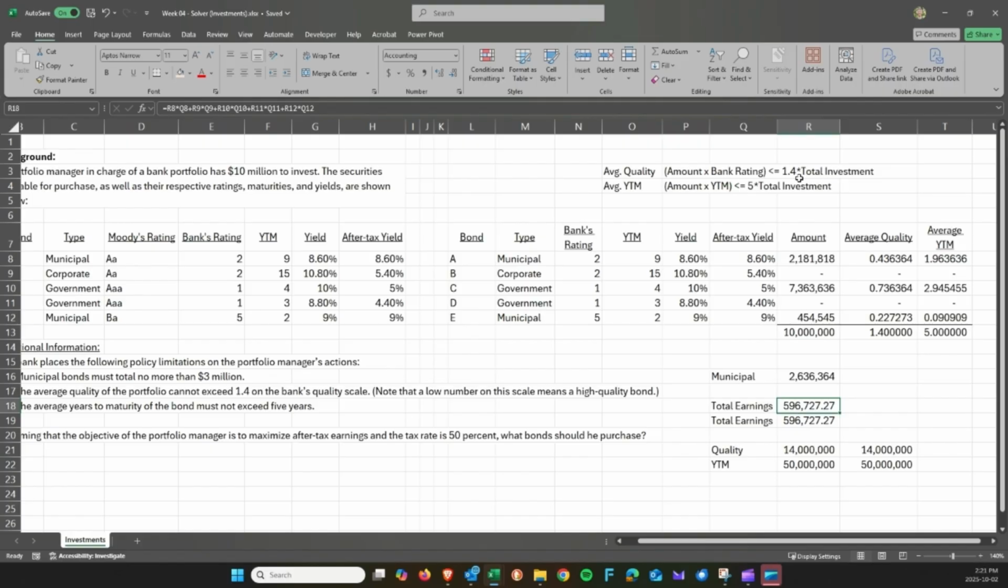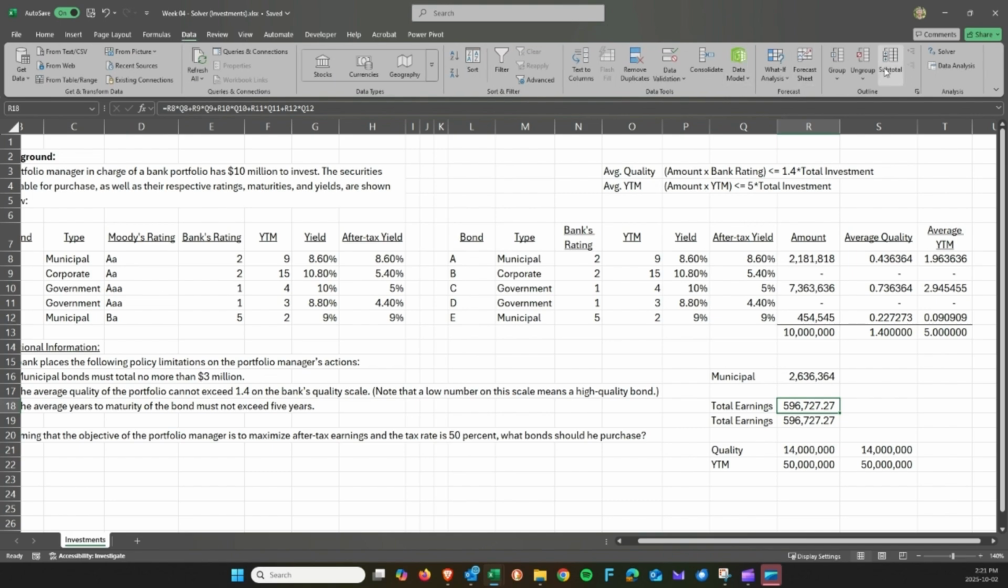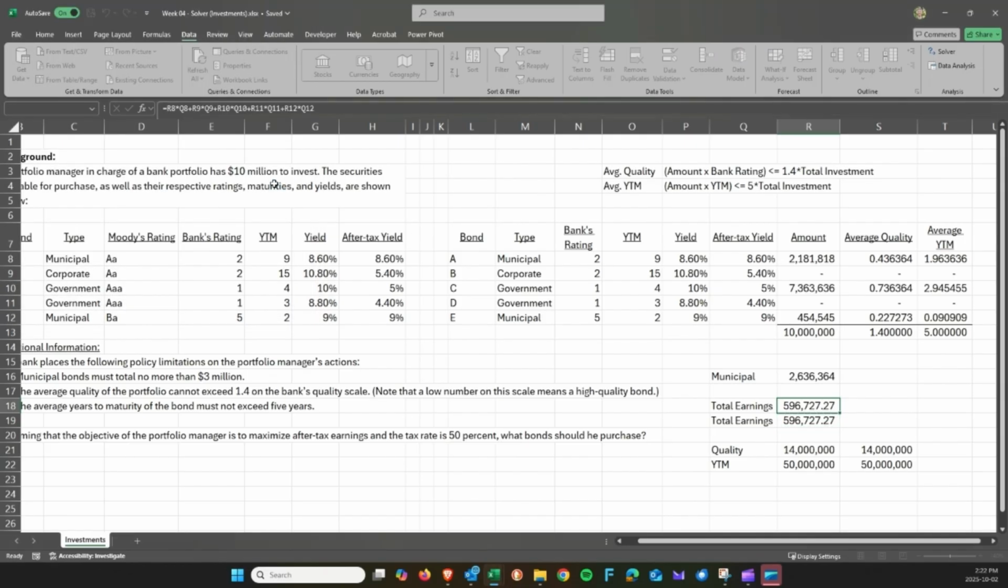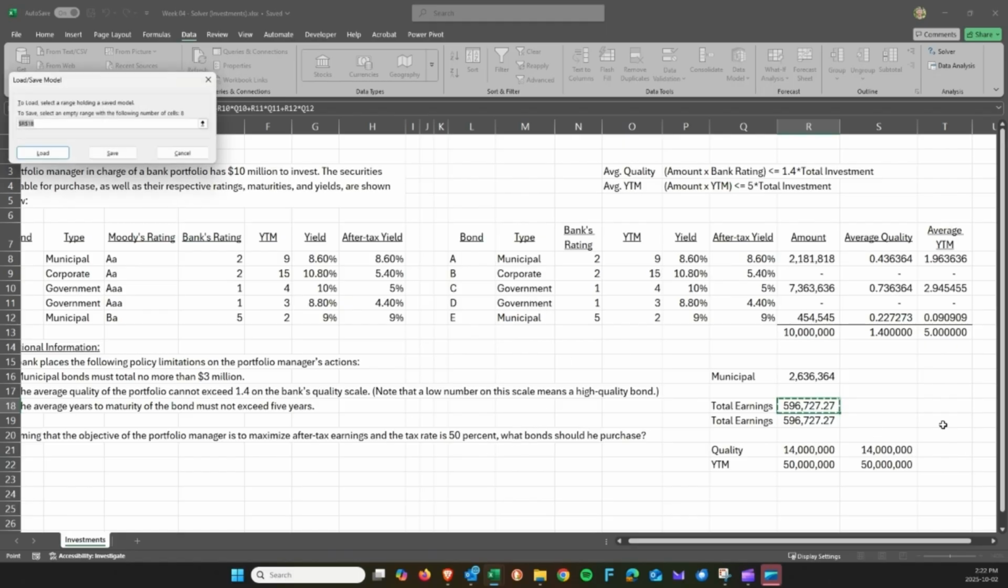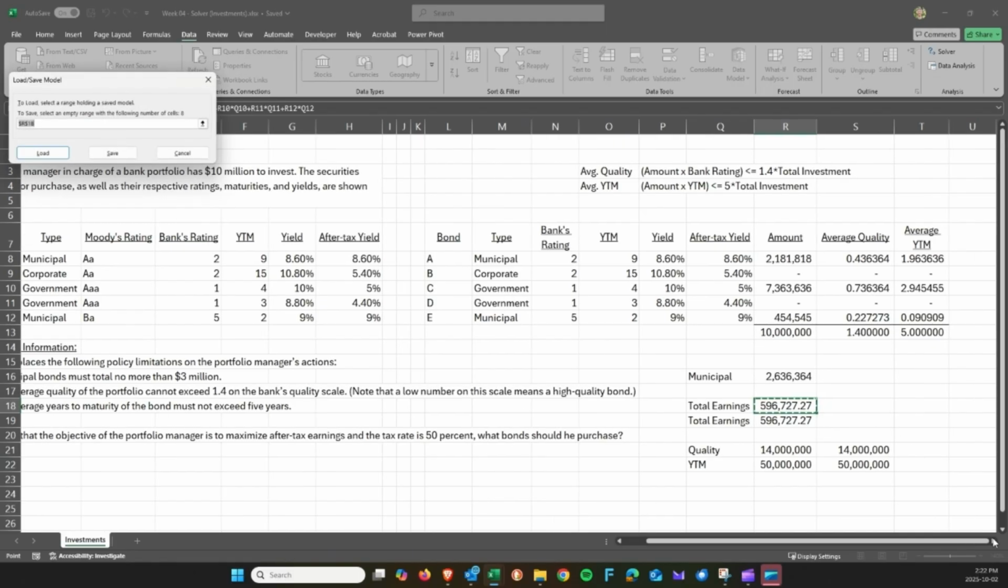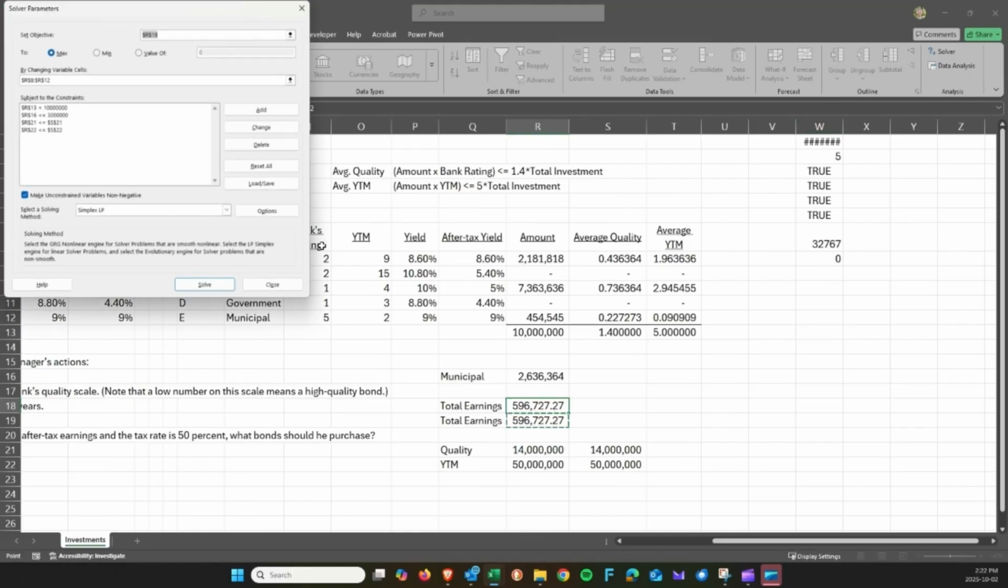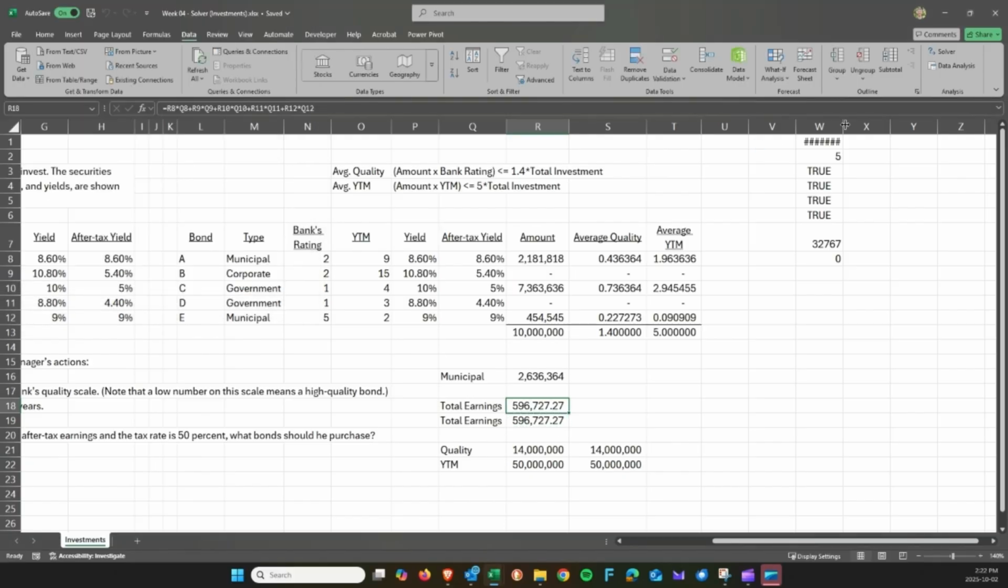To close this problem off now, what I'm going to do is just load the solver model onto, or save it, onto the worksheet. So I'm going to open it up. I'll say load or save, and then I'm going to tell it where to save it. I didn't really position my worksheet well enough to save it anywhere. I'll put it in W1 and click on save and close. Now, if I needed to load this again, I could.